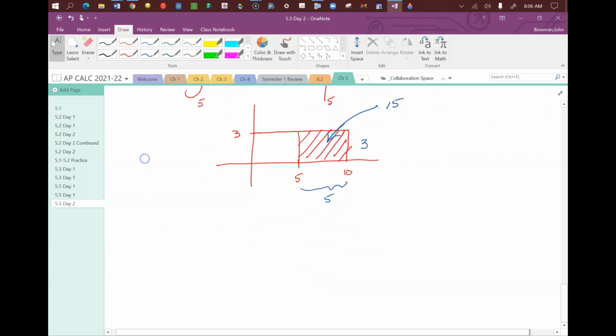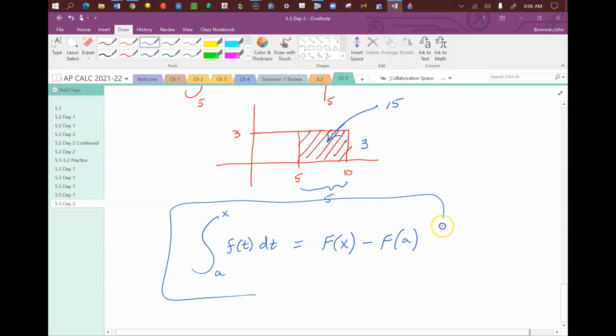So, in summary, the integral from a to x of f of t dt can be found by finding the antiderivative and evaluating it at the upper bound minus the antiderivative evaluated at the lower bound. And that is the fundamental theorem of calculus, the evaluation part. The second part we will talk about later.